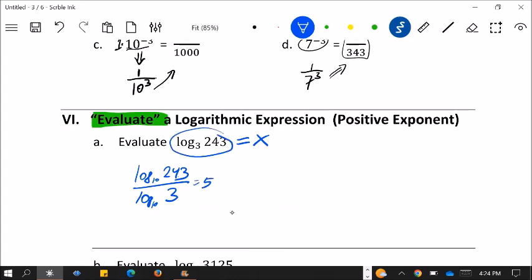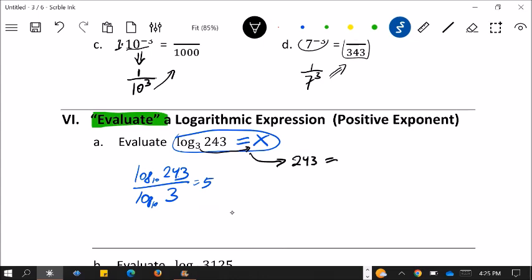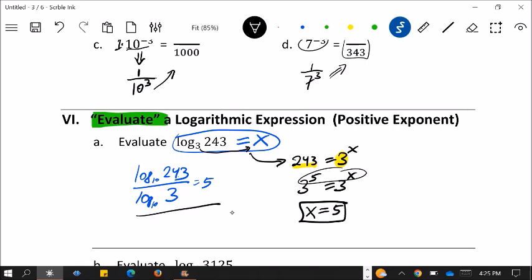However, the other way to do this now, what I'm going to do is take the 3 with the x. 243 equals 3 to the x. This you've done before, where we have a base 3. If this was base 3, we'd be able to just make the exponents equal to each other. And it just so happens that 243 is 3 to the 5th, which means x equals 5. You can also get it in the calculator by doing the change of base formula as I'm showing here.